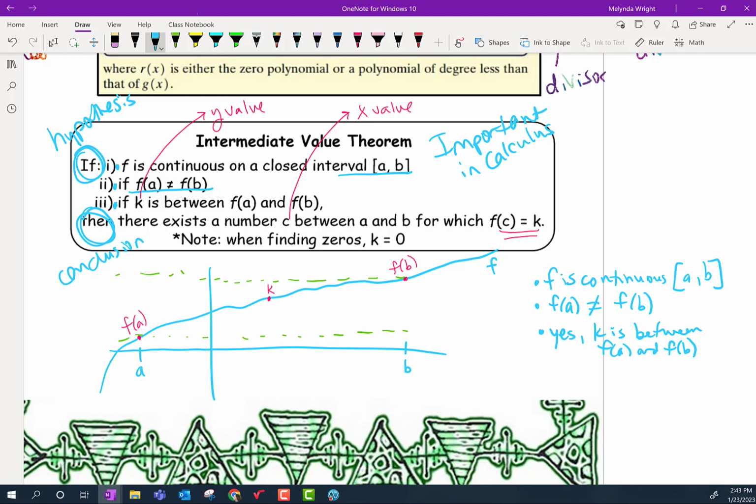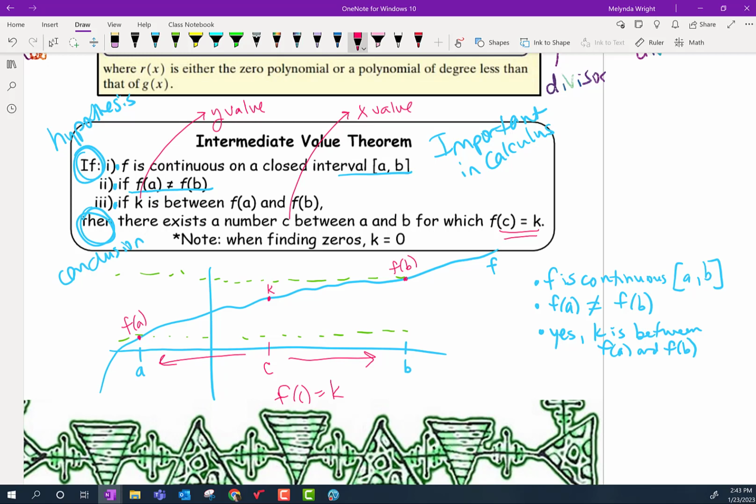Great. Then what? Then there exists a c value. Here's my c value. My c value is between a and b. Then there exists a c value for which f of c equals k. That's what the theorem guarantees us.